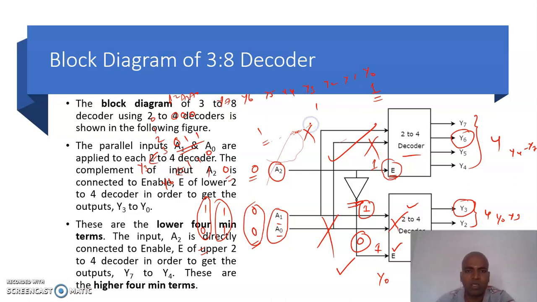So that's all about this lecture. In the next lecture we will discuss one more higher order decoder using lower order decoders. Thank you all.